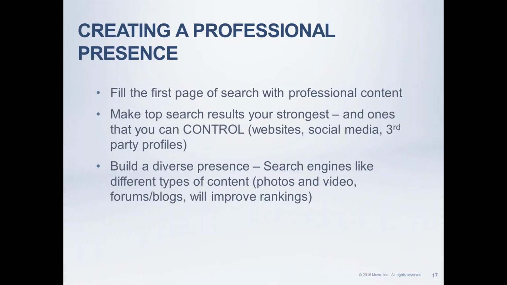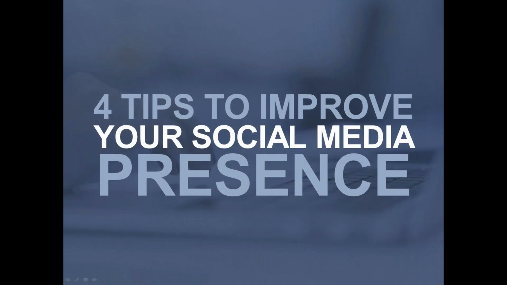But above and beyond that, search engines also love to get different types of content, like photo or video content. So sites like Instagram, for example, when you post photos, or maybe you are really great on video and you have a YouTube channel, having video and things like that will also help to improve your rankings because search engines like that. So consider adding a variety of different kinds of content. So those are really the keys to your professional presence, and we're going to really focus on these top two.